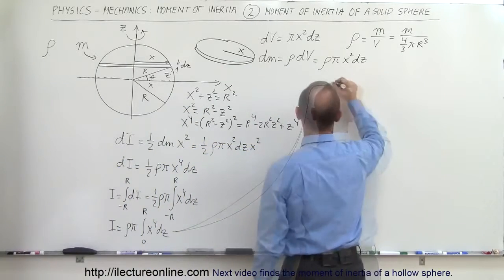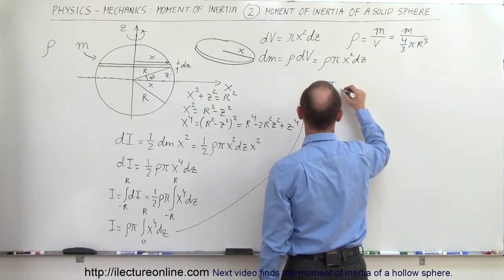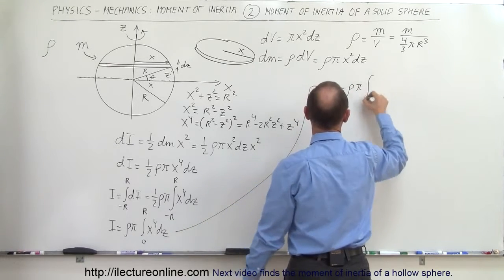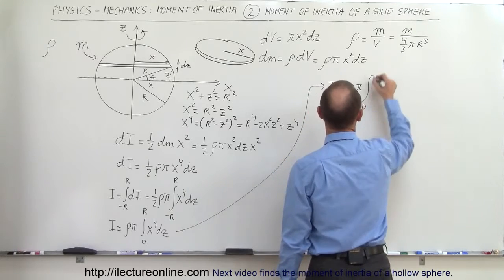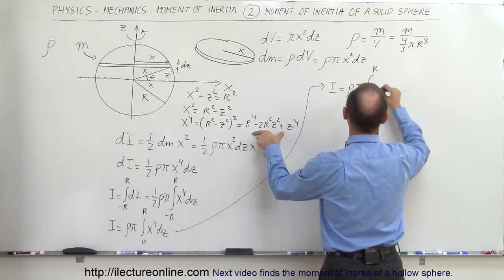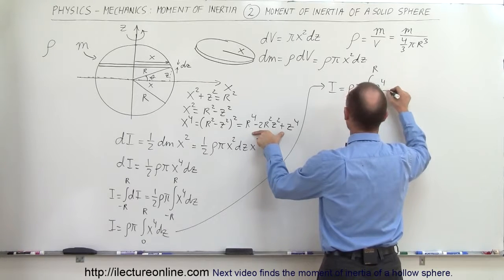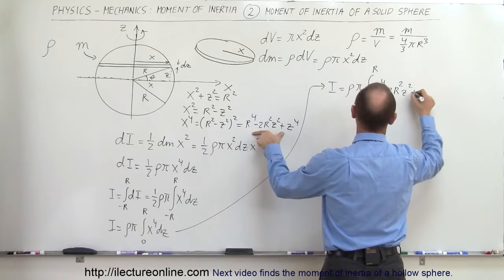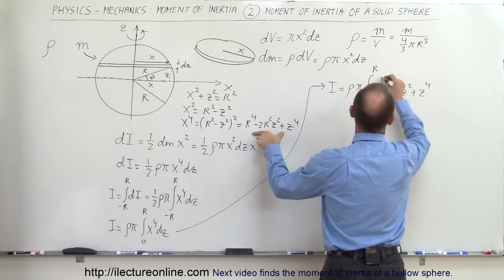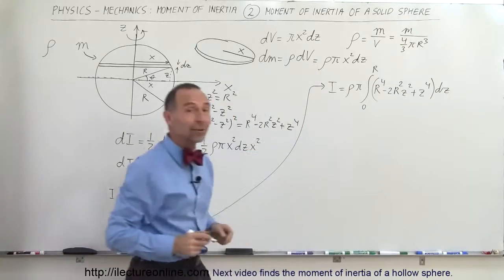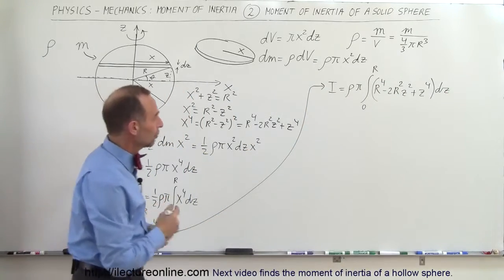So we have I, the moment of inertia, is equal to the density times pi times the integral from 0 to r. And instead of x to the fourth, I'm going to plug in this quantity right here. So this is r to the fourth minus 2r squared z squared plus z to the fourth, times dz. And now that can be integrated. It's not a bad integral, so let's go ahead and do that.